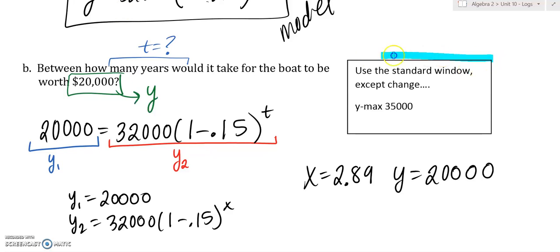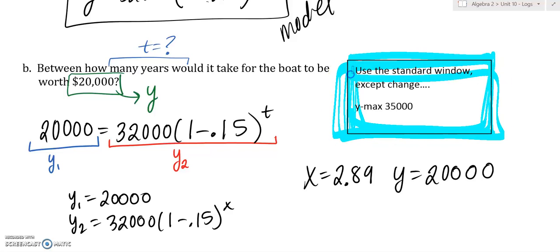Just an FYI, I didn't have to change my window on here. You might have to change your window, this blue piece right here. If you need to change your window, this is what you could change it to. If the graph didn't work for you, then you might need to change your window. When I graphed it, it worked fine. I saw it. If you don't see it, change your window. But when I saw it and I got my graph and I did my intersect, I hit enter 3 times.